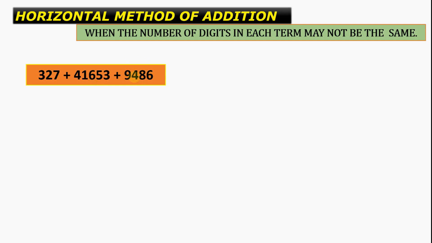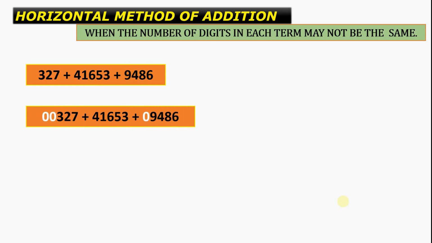So rather than proceeding like this, we make each of these numbers a 5-digit number. That is, we add 2 zeros, and this is 00327 plus a 5-digit number plus 09486, that is a 5-digit sequence. And we will proceed like this only. So let's get started. We need to add 0 plus 4 plus 0.